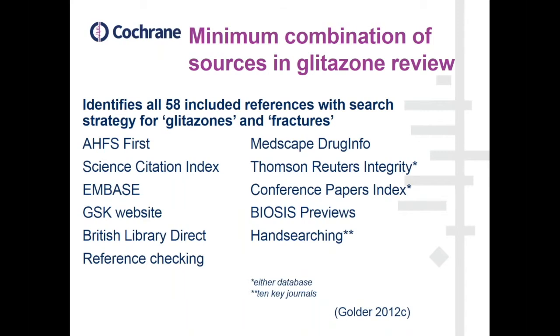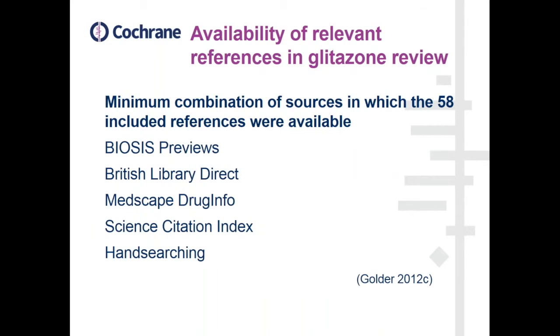So overall, there was around 10 sources that needed to be searched. It's better than 60, but still 10 sources that we needed to search in order to identify all the included references within this systematic review. And even if you count whether the relevant references were available, so this is taking out the search strategy element, it's still 5 sources needed to be searched.